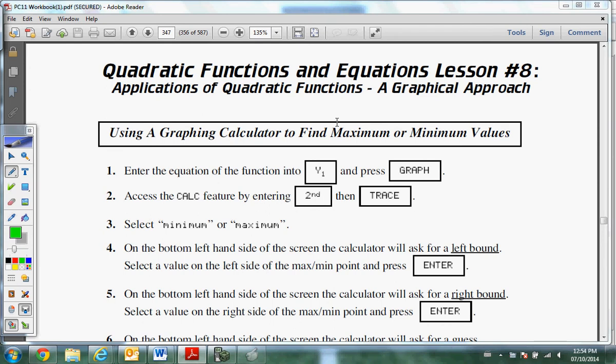Unit 3, Lesson 8. So we're going to use our graphing calculator to find max and min values, and we're going to do applied stuff with max and min. Can anybody think of a real-life example, there's kind of one that's a major one, of where parabolas are kind of in the real world?